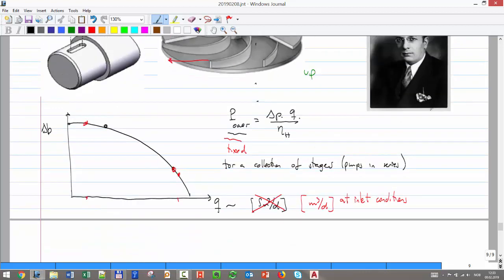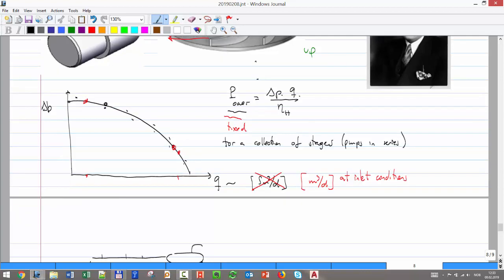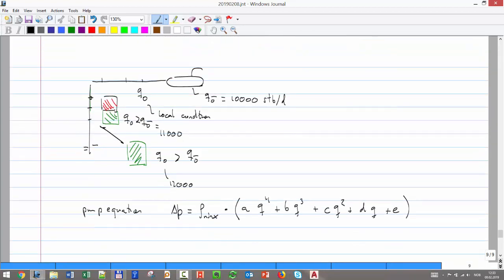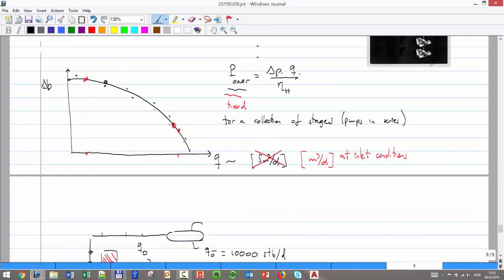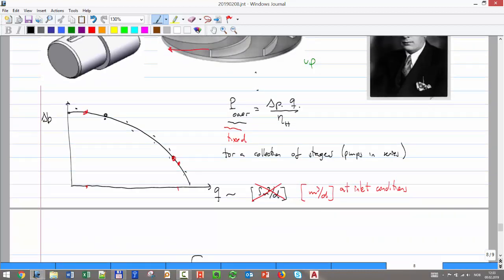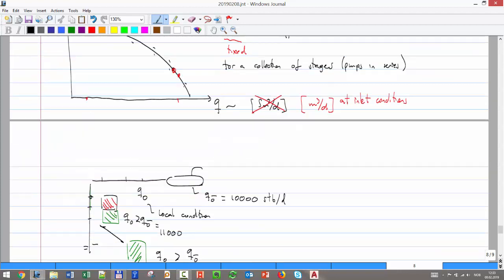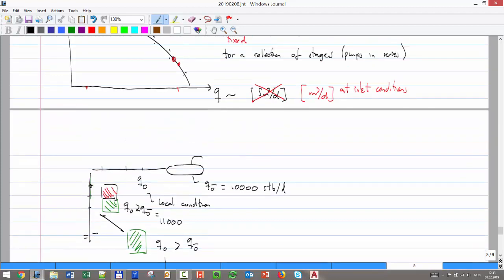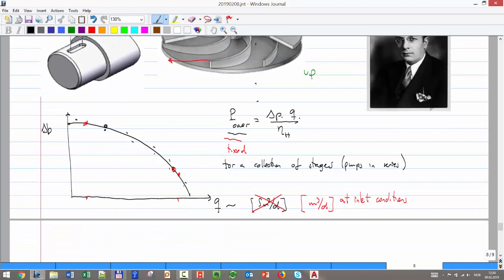If I have a number of testing points, this pump I tested in the lab, I get a few points, then I can find out exactly, with a trend line, A, B, C, D, and E. And if it doesn't match very nicely, then I can increase the order of the polynomial. I can use more or less, but typically order 4, order 5, even 5 sometimes are used.